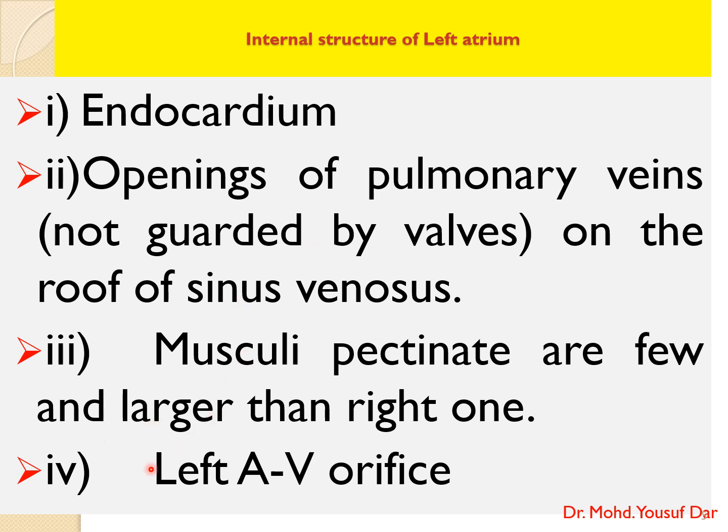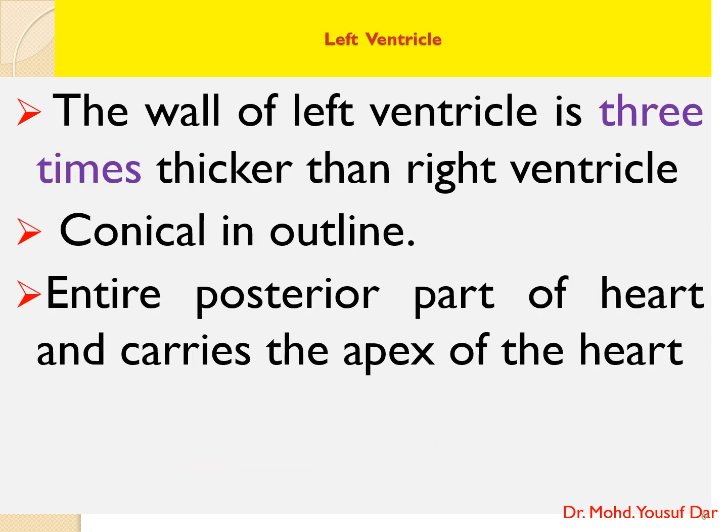On the floor of the main cavity of the left atrium, there is an opening that is known as left atrioventricular orifice, which is guarded by bicuspid valve or mitral valve. Now the left ventricle. The wall of the left ventricle is 3 times thicker as compared to the right ventricle. The left ventricle is conical in outline, and it forms the entire posterior part of the heart, and it forms the apex of the heart.